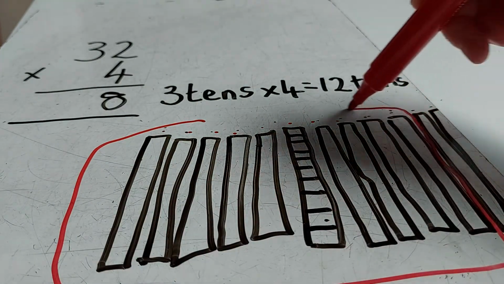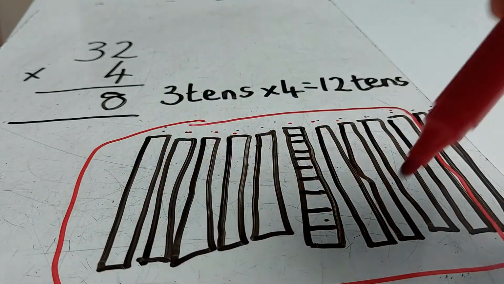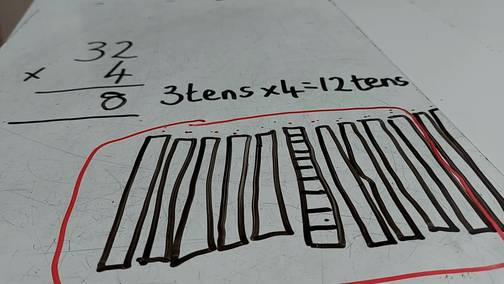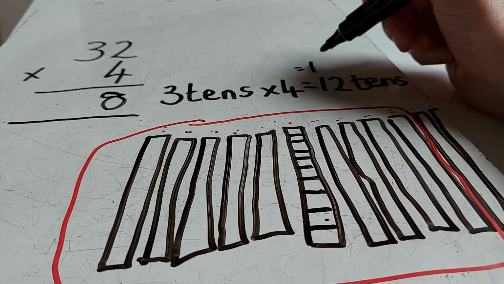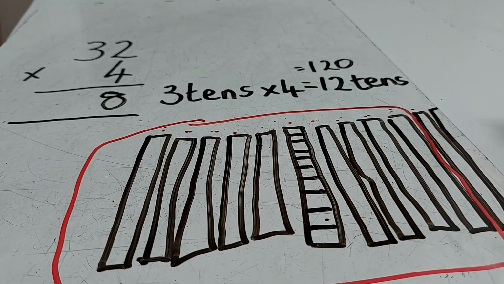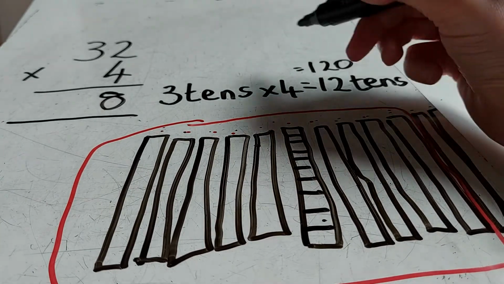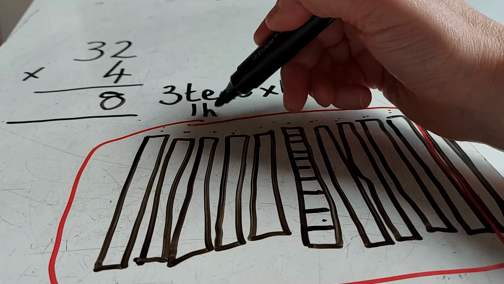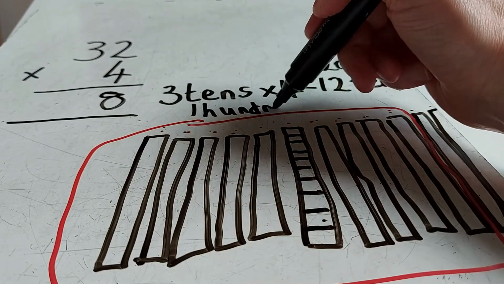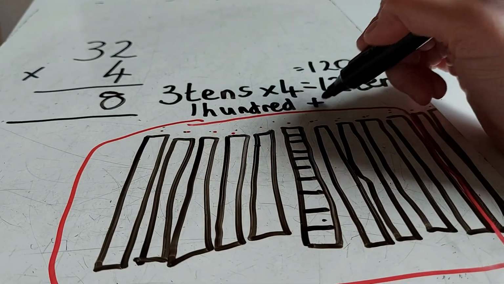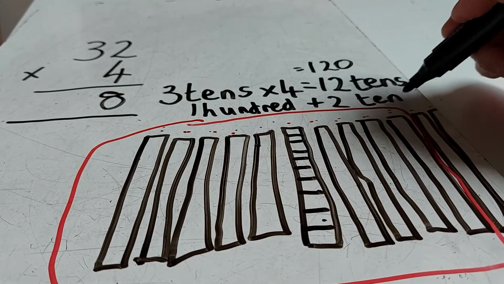Actually, an easier way of doing that would have been to subtract 12. So that makes 100, okay? So therefore, that's why you've got 120, okay? So 12 tens is the same as saying 120, okay? Or you might want to say 100 and 2 tens. All the same answer, okay?